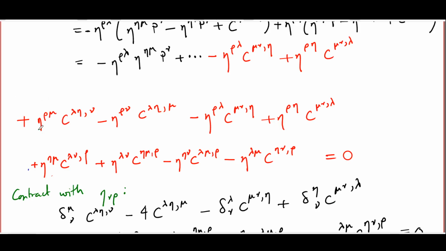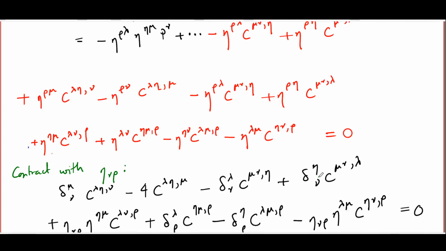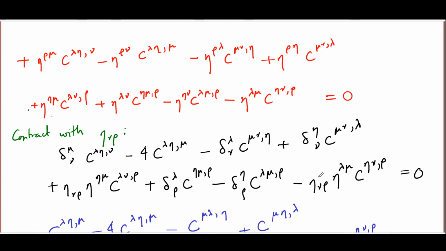Contraction of this with eta nu rho is going to give me delta mu nu. This term will give me the 4, as was the case before. This term will give you delta lambda nu. This term will give you a delta eta nu. And then we will have 4 more terms. Of these 4 terms, this one again gives you a delta because one of the 2 indices with this eta lower and eta upper is common. So that's going to give you a contraction and gives you delta lambda rho here. This one will give you delta eta rho here.